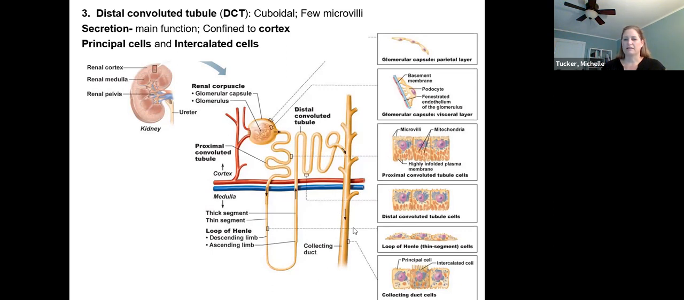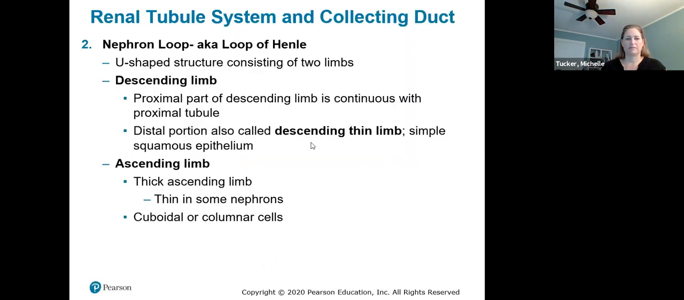The collecting duct, so there are 1 million nephrons and 1,000 collecting ducts. So roughly, right? So the collecting duct is going to receive filtrate from many, many nephrons. The collecting duct is made up of 2 different cell types, principal cells and intercalated cells. We'll talk about those more next week and their role in acid-base balance and maintaining water balance. Okay, I think that's most of that.